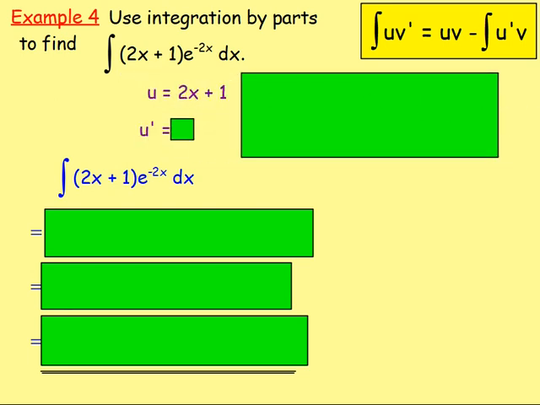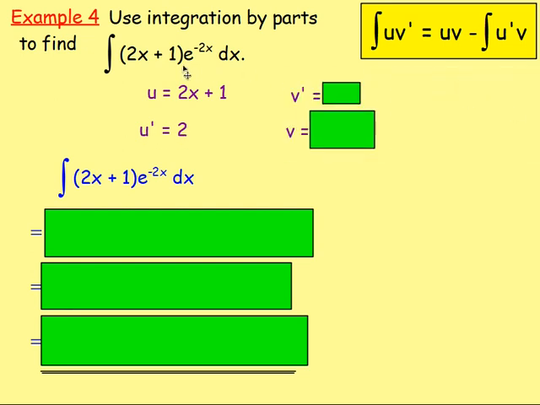So differentiate the 2x plus 1. If you do that, you will get 2. So start with u, which is 2x plus 1. U dash will be 2. The one that's easy to integrate then will be the e to the power of negative 2x. And if you integrate e to the anything, it stays as e to the anything. However, you always have to divide by the derivative of the index. And in this case, that would be negative 2. So we divide by negative 2.